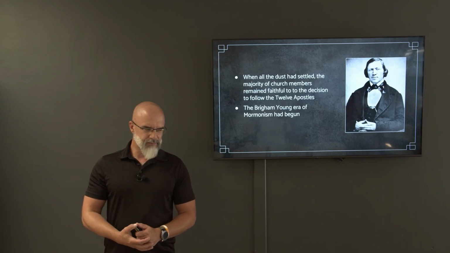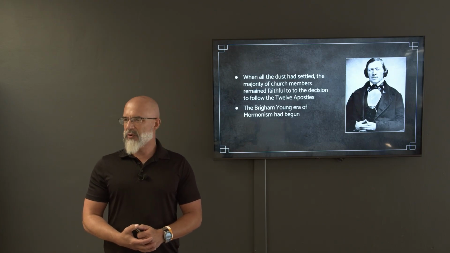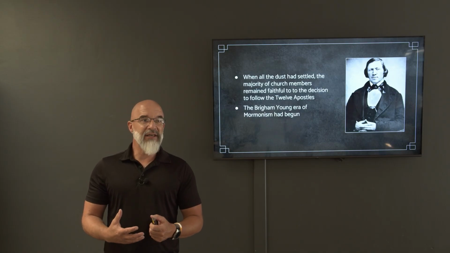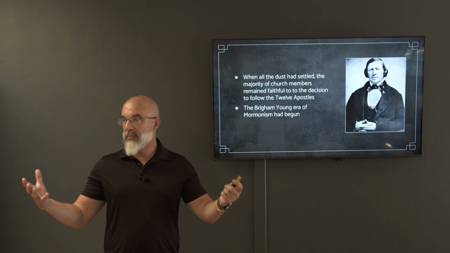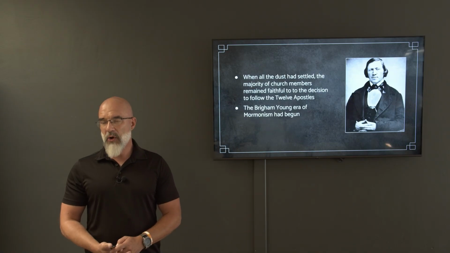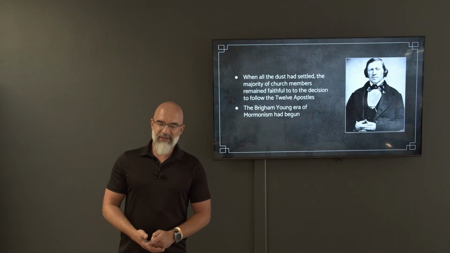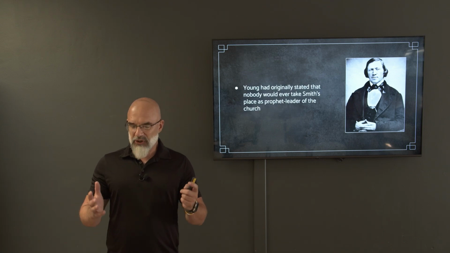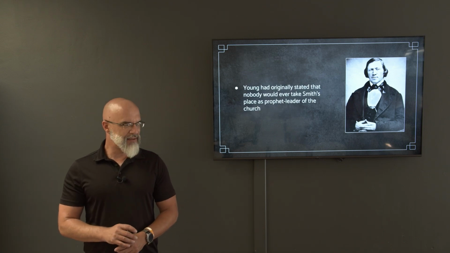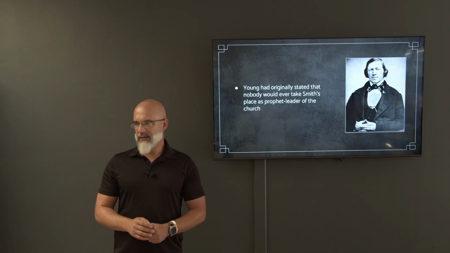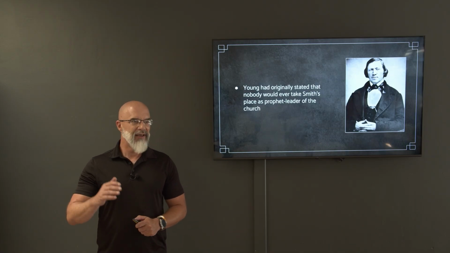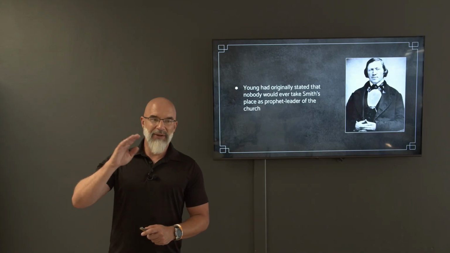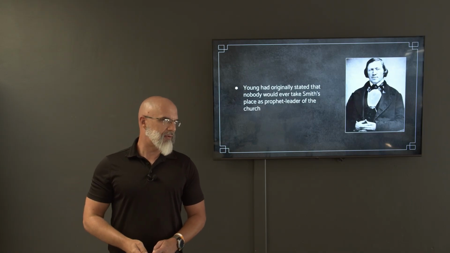stayed with this group that originally, and this is an important point, what they voted was to give leadership to the 12 apostles as a body, not to one man as a whole. And even Brigham Young was in agreement with that when it first happened. He said at the time there would never be anybody that would take Joseph Smith's place as the prophet, a prophet kind of leader of the church. Brigham Young said Joseph Smith was unique in that regard.